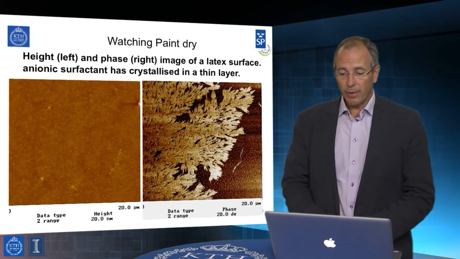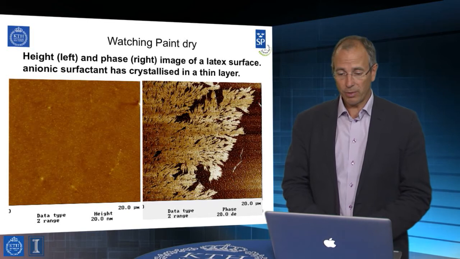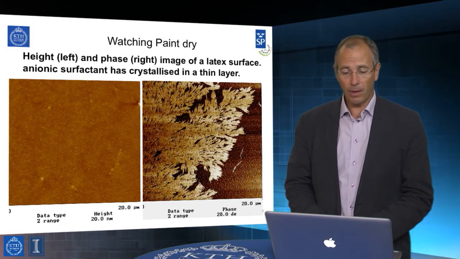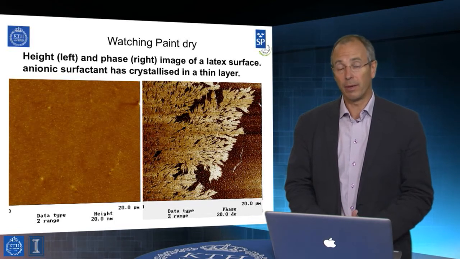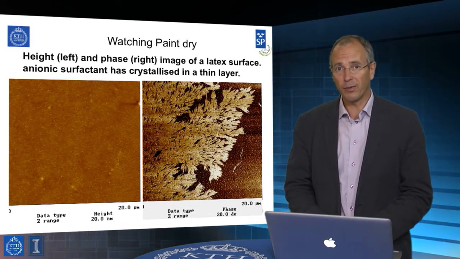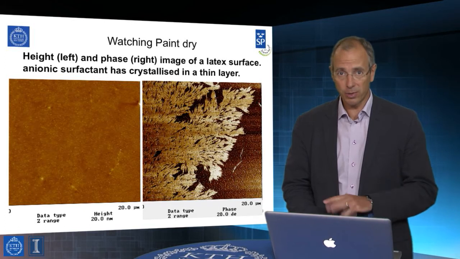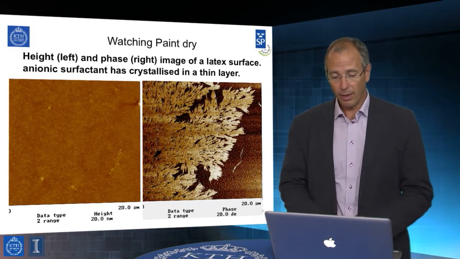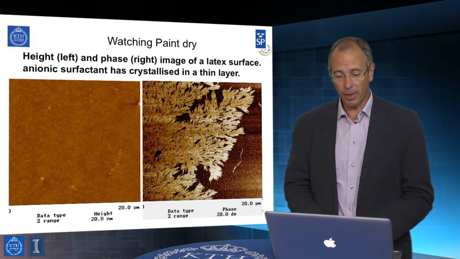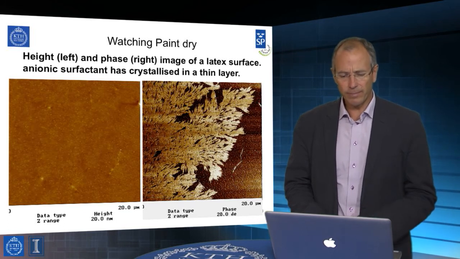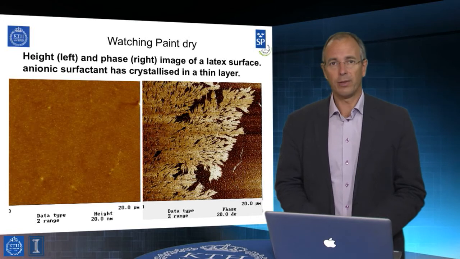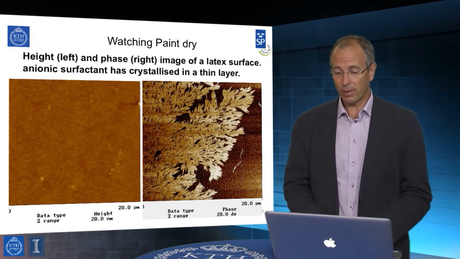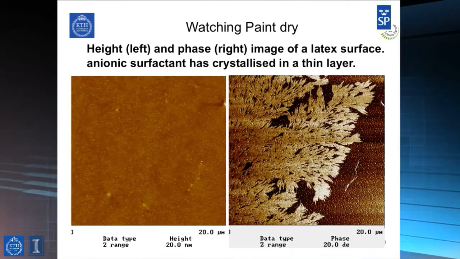Here's yet another example of literally watching paint dry. Once again, the left-hand image height tells us very, very little. And if you want a paint surface, if you designed your paint correctly, you should get a nice smooth surface. So the left image, I guess, is what you want to see from height, but you don't get any real understanding of what you're looking at. If you look at the phase image on the right, you see once again this fantastic dendritic structure, which is due to surfactants which have crystallized on the surface.